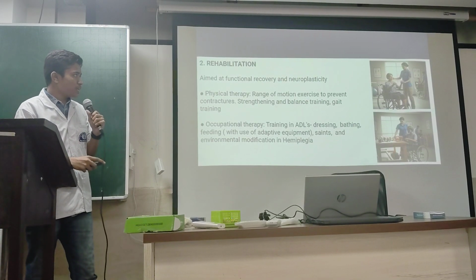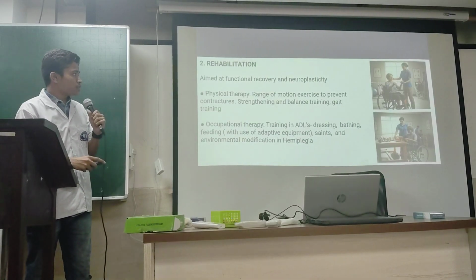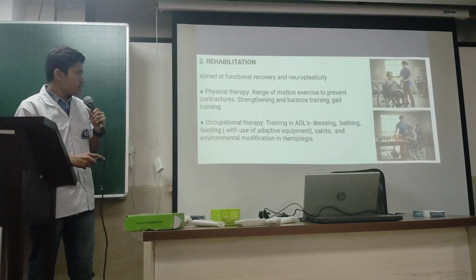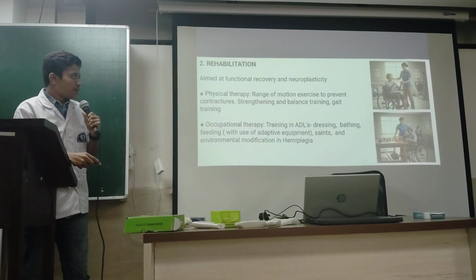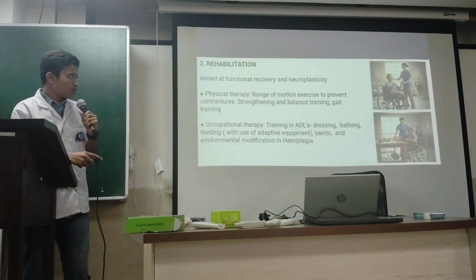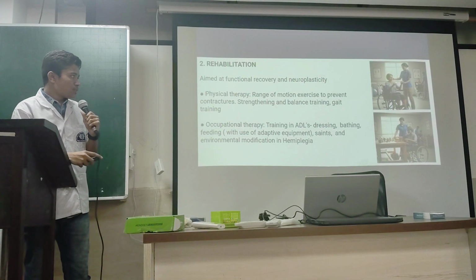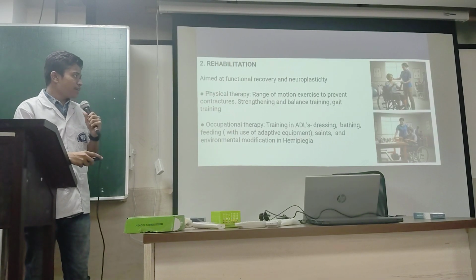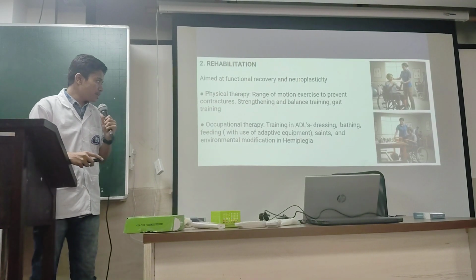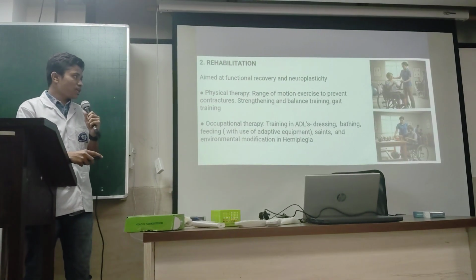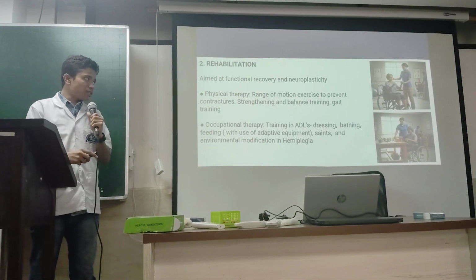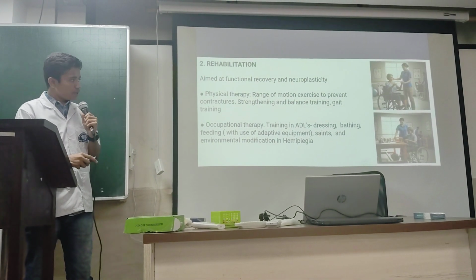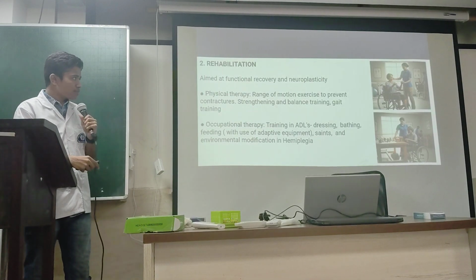Physical therapy: range of motion exercise to prevent contractures, strengthening and balance training, gait training, as shown in the first diagram. Occupational therapy: training in activities of daily living, dressing, bathing, feeding with use of adaptive equipment, and environmental modification in hemiplegia. As shown in the diagram, we help the patient with their daily activities and help their recovery.